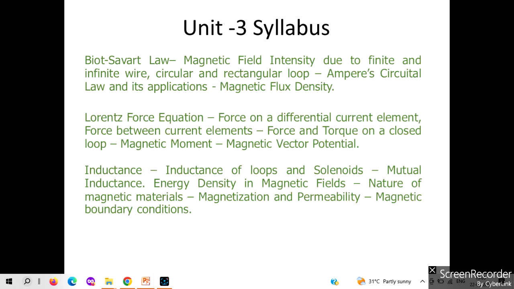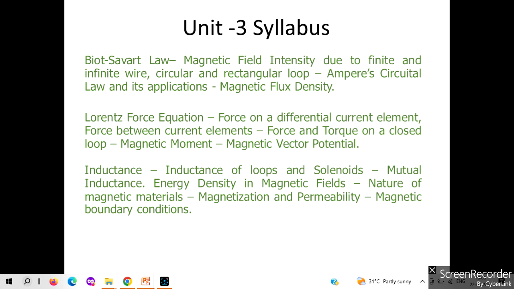Now this is the syllabus in the static magnetic field. The static magnetic field we also call this as electrostatic fields. So in the third unit we have three basic categories where we have to learn about the magnetostatic fields. The first one is about Biot-Savart's law and then Ampere's circuital law.